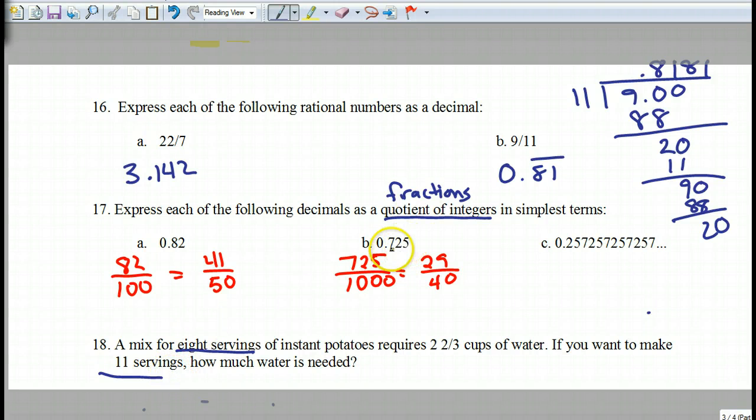What place is this 5 in? Thousandths. So I'm going to take 725 over 1,000. Simplify it, I have 29 over 40. Any questions about those two?